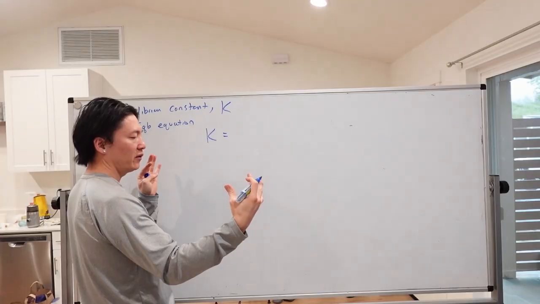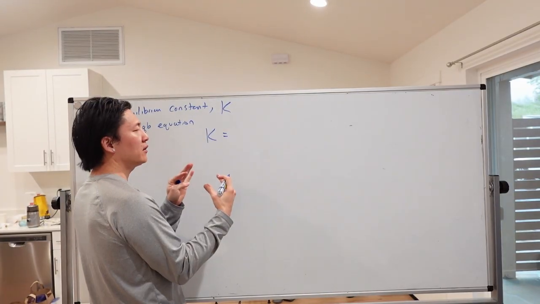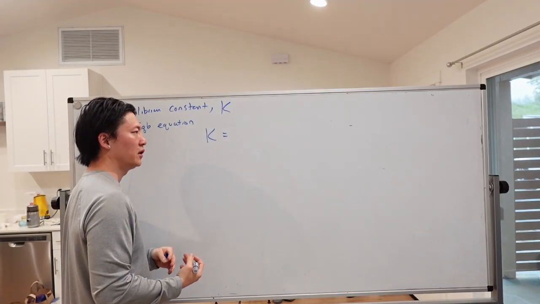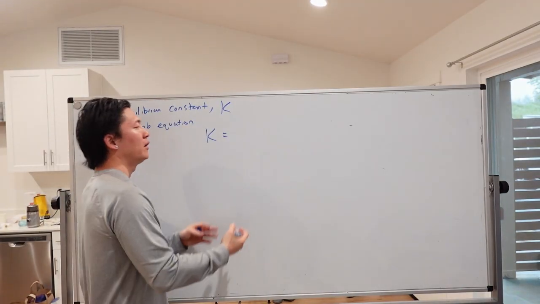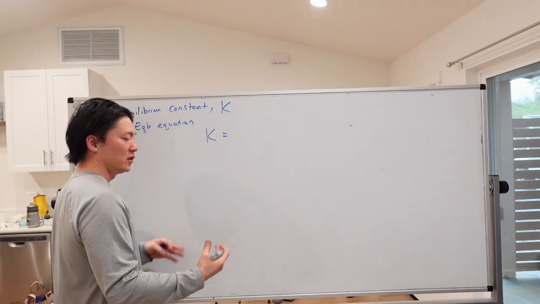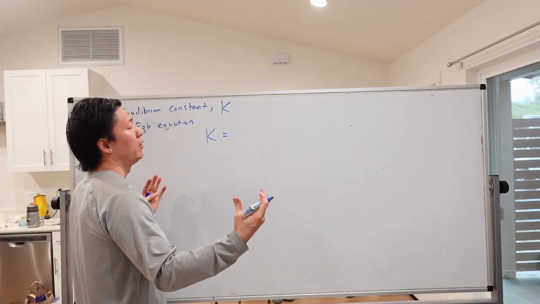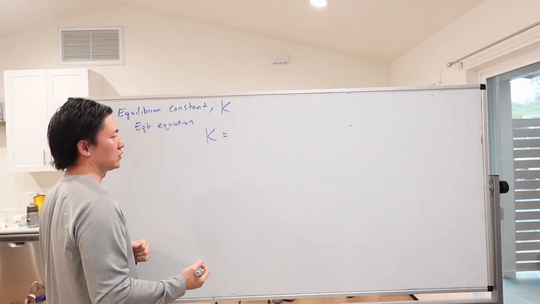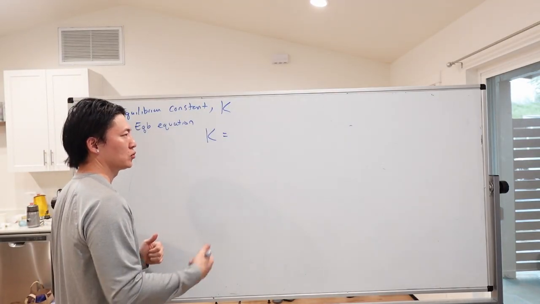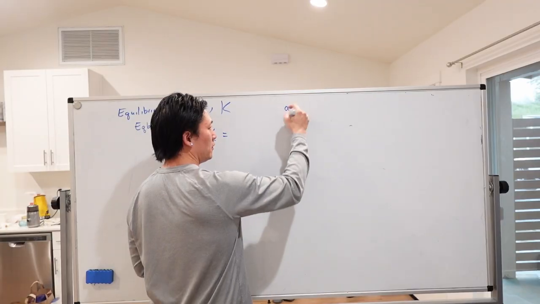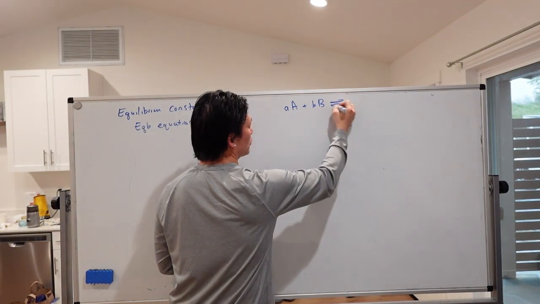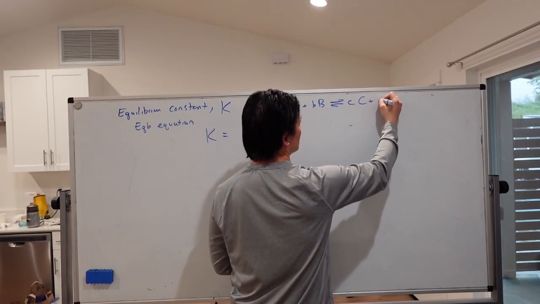you multiply the products and you raise them to the corresponding coefficients in the balanced chemical equation, and then you divide that by the multiplication of the reactants raised to their corresponding coefficients in the balanced chemical equation. So let's assume aA plus bB is in equilibrium with cC plus dD.